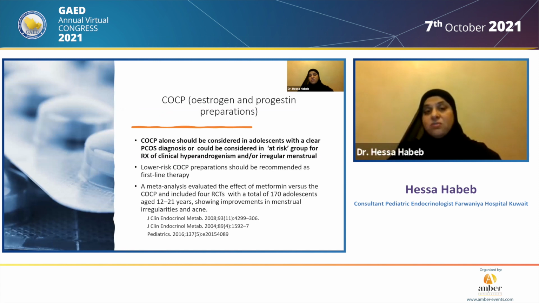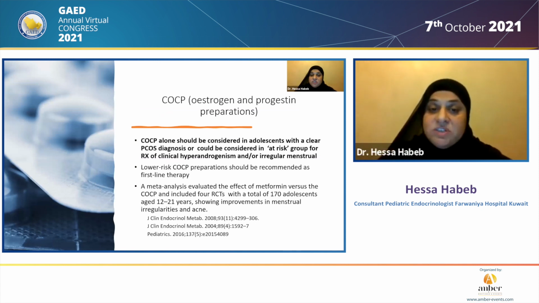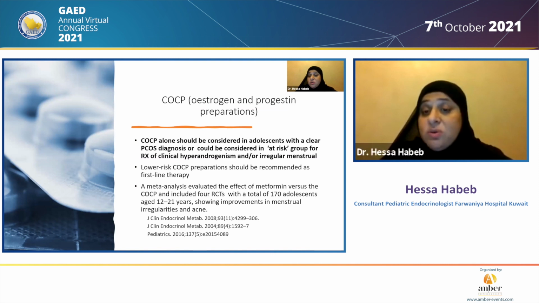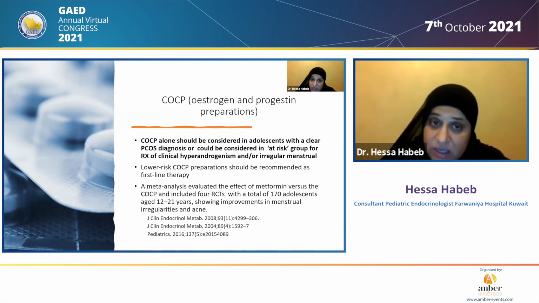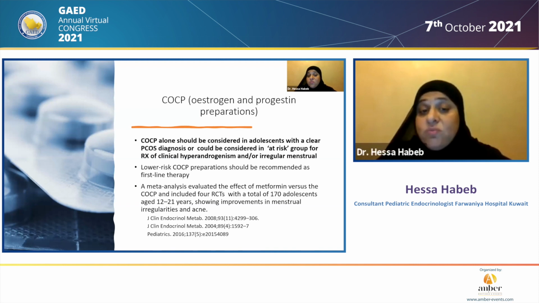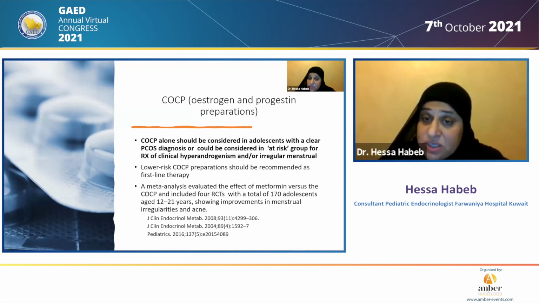As per the international evidence-based guideline, combined oral contraceptive pills alone should be considered in adolescents with a clear diagnosis of PCOS, or could be considered in those in the at-risk group, for treatment of clinical hyperandrogenism and irregular menstrual cycles. You preferably use lower-risk OCPs to be recommended as the first-line therapy.